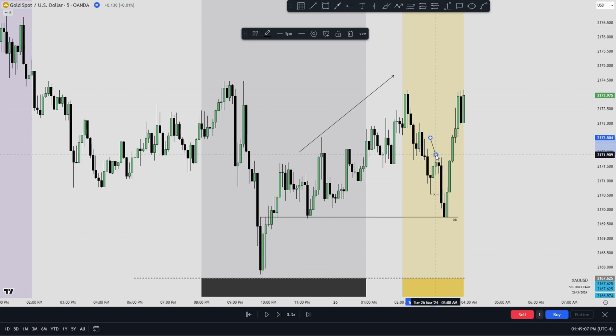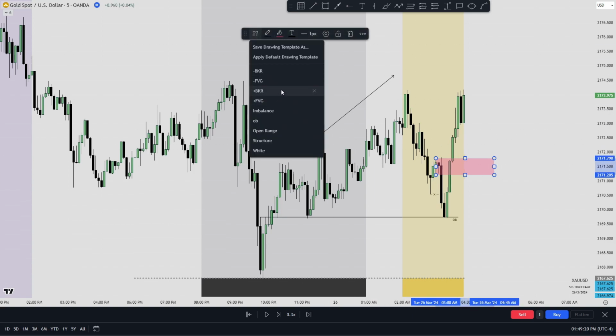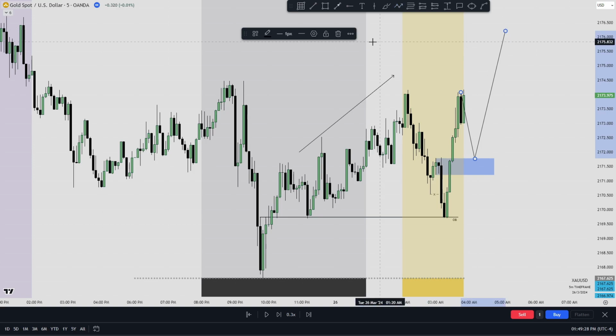So we anchor our rectangle from the high of this last up close candle, right? For the bearish breaker, we used the last down close candle, but for this bullish breaker, we use this last up close candle. So from the high here to the low, we can measure out our rectangle, and this would be our bullish breaker. So we're anticipating price action to come down into this level to then see a push to the upside.